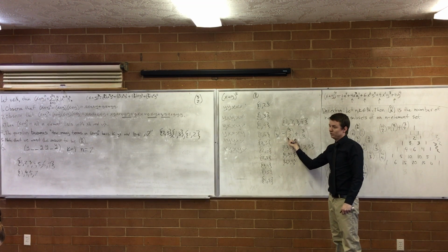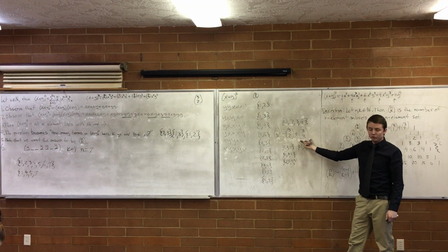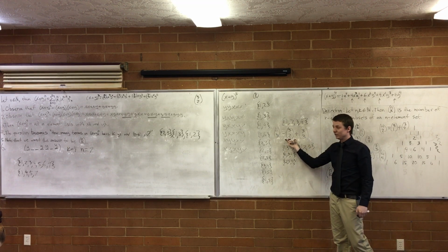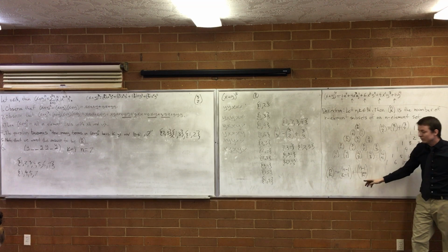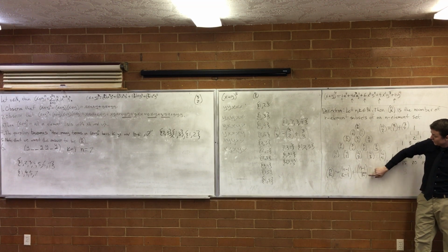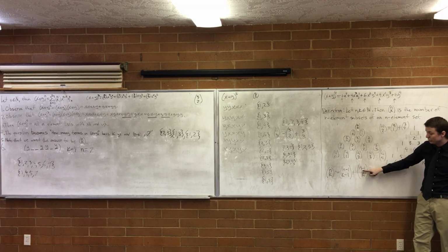That's what this counts. So this counts all the ones that don't use the last element. This counts all the ones that do use the last element. And then we've counted all of them. That's what this is counting. This counts all the k element subsets you can make that don't use the last element.